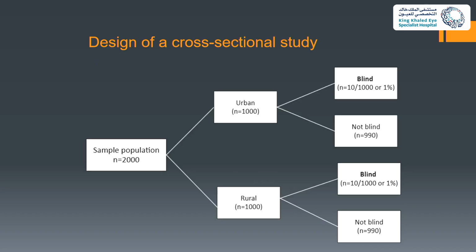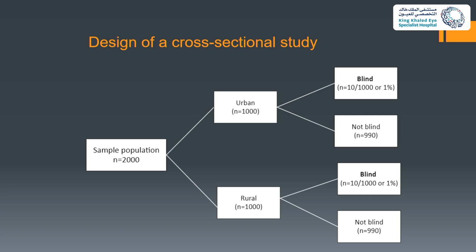This is a more complex cross-sectional design, an analytical design, where the sample size, again, is 2,000. In this hypothetical population, 1,000 people have been sampled from urban, 1,000 from rural, and then the prevalence of blindness is 1% in urban, 1% in rural. It's almost similar, the same. In Arabic, you call it same.